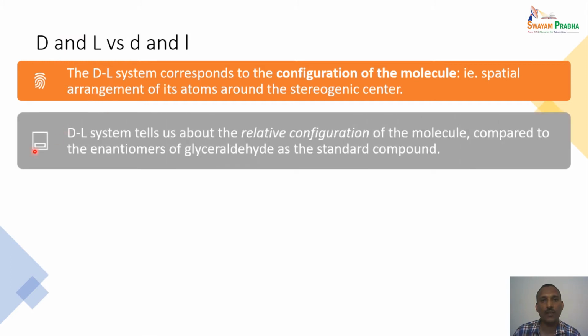In this DL system, we are talking about the relative configuration of the molecule. That relative configuration is with respect to a standard molecule called glyceraldehyde. The enantiomers of glyceraldehyde are used as the standard, and with respect to glyceraldehyde, the other compounds are given D and L based on how the groups are actually placed.